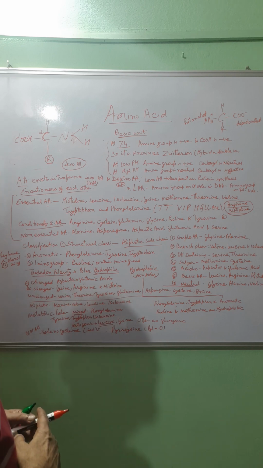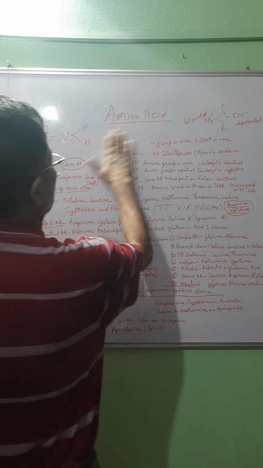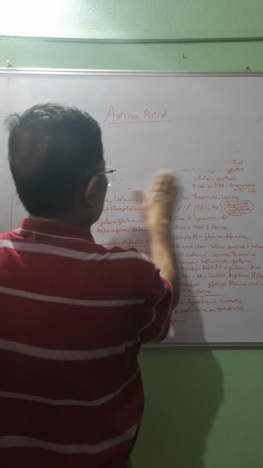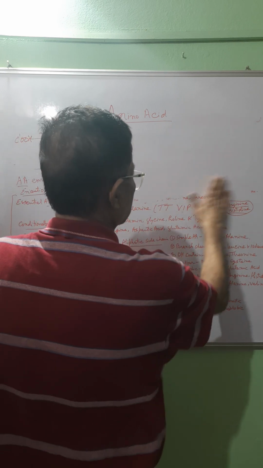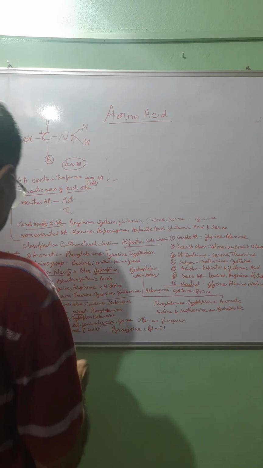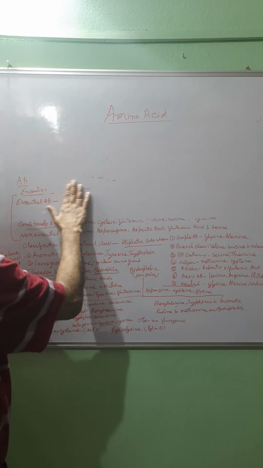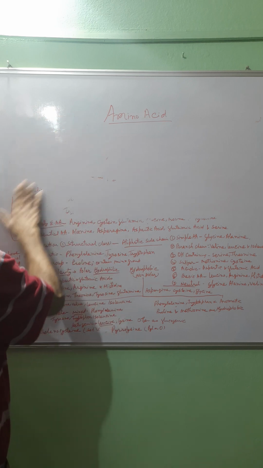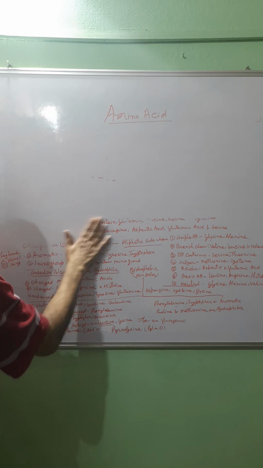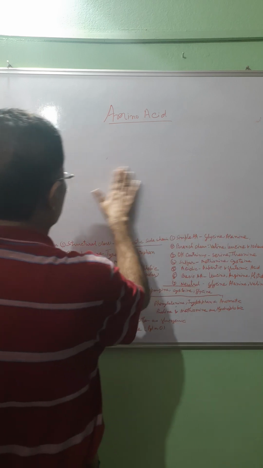Classification of amino acid. Amino acids are classified in four ways. First is structural classification. Second is polarity, depending upon the polarity. And third is nutritional value, which I was saying about: essential amino acid, non-essential amino acid, and conditional amino acid.